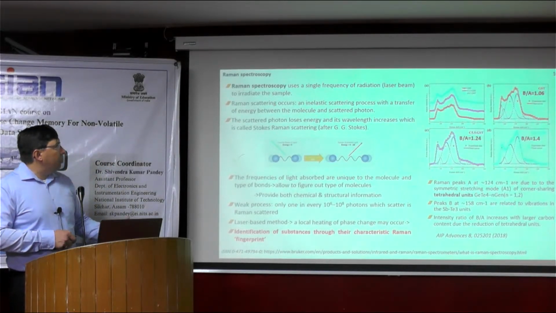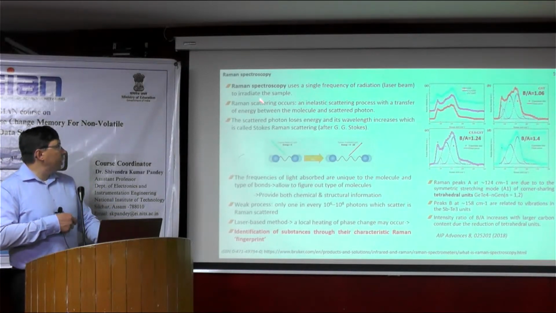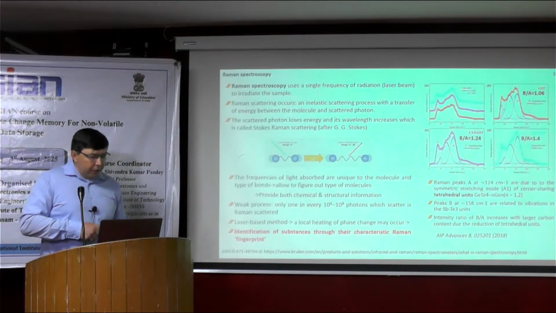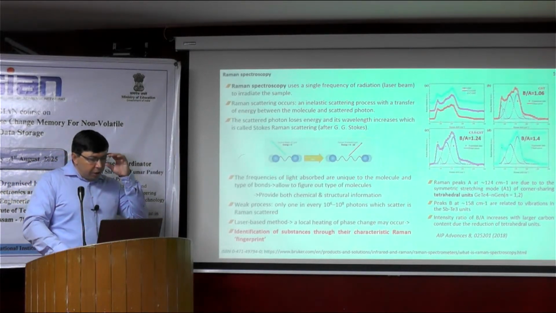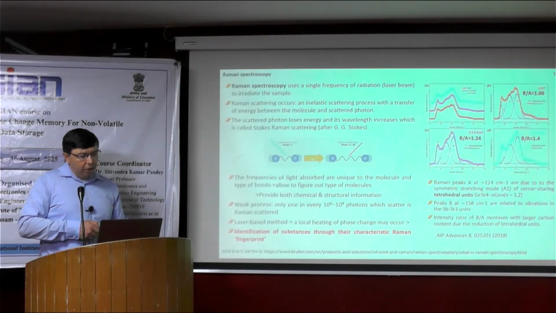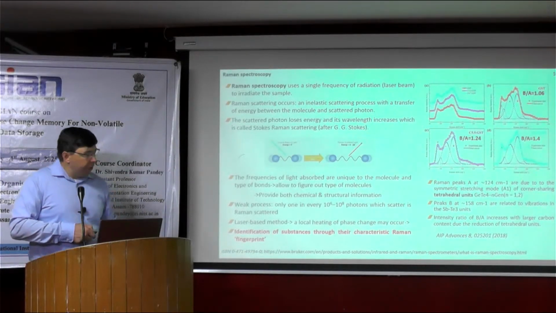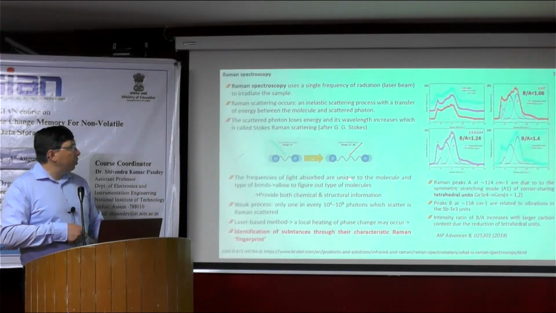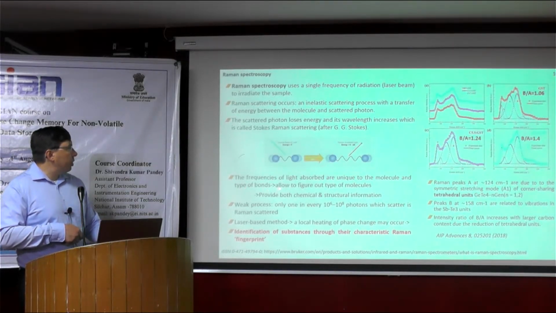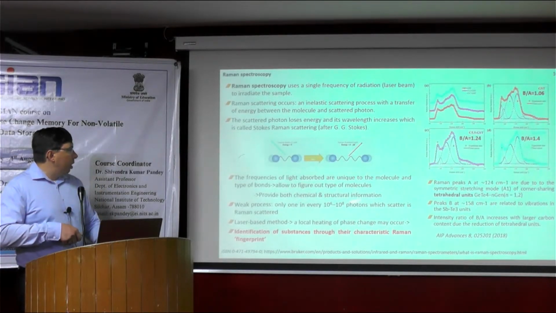Raman spectroscopy uses a single-frequency irradiation or laser beam to irradiate the sample. Raman scattering is an inelastic scattering process with a transfer of energy between the molecule and the scattered photon. The scattered photon loses energy and its wavelength increases, so-called Stokes-Raman scattering. The frequencies of light absorbed are unique to the molecule or type of bonds, which allows you to figure out the type of molecules or atoms and provides both chemical and structural information.